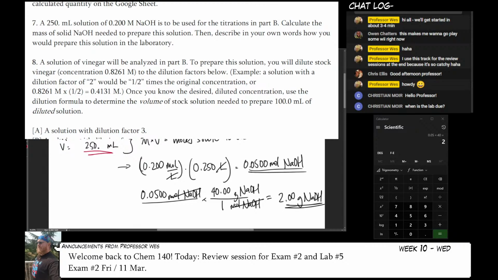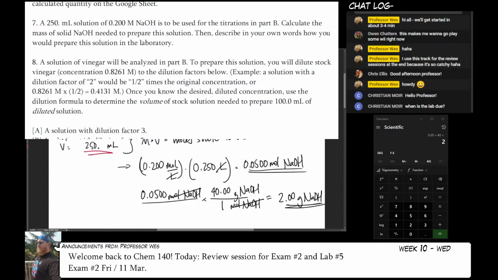So to prepare the solution in step 7, we've calculated how many grams of sodium hydroxide are needed. And so there it is right there. So now what you would need to do is tell me how to prepare the solution using that number. So I've shown you the answer. Now your job is to tell me how to make that solution with that number. So that's how you do the first one.